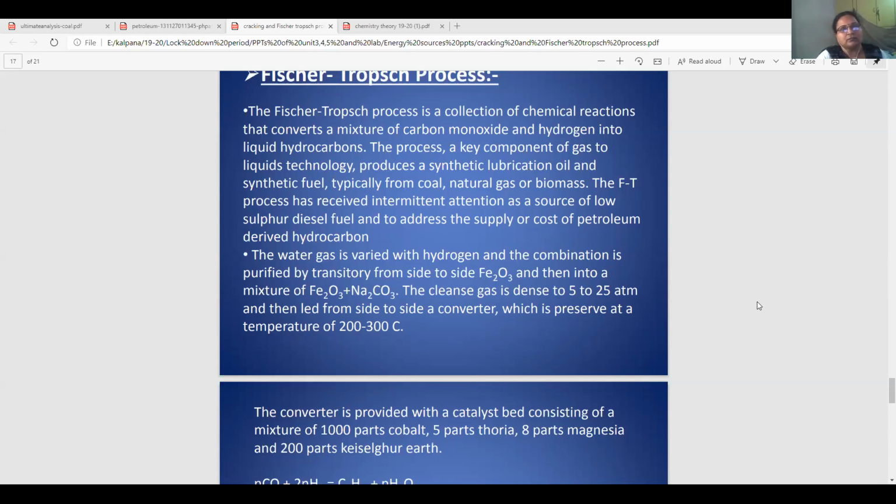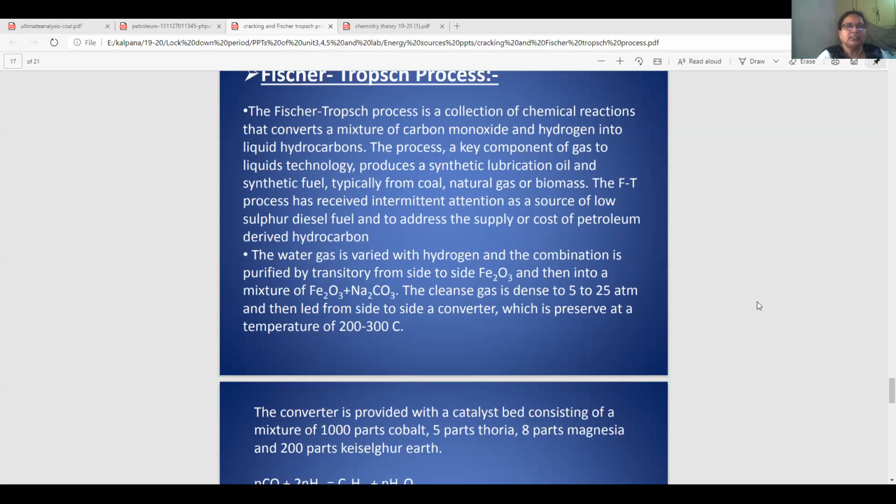Now, water gas is made up of CO plus H2. How do we get this CO plus H2? When steam is passed over coke, that is C plus H2O, it gives rise to CO plus H2, that is the water gas. In the Fischer-Tropsch process, we are going to use water gas. The water gas is purified, first with iron oxide and then with a mixture of iron oxide and sodium carbonate. So it is purified by these catalysts.